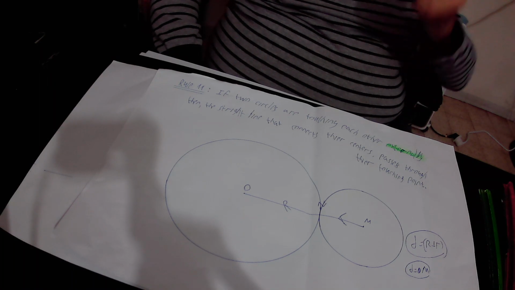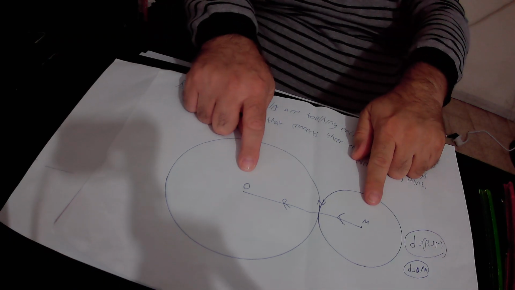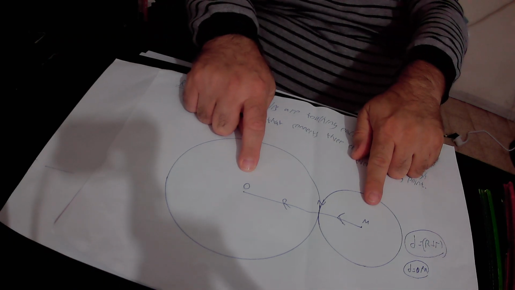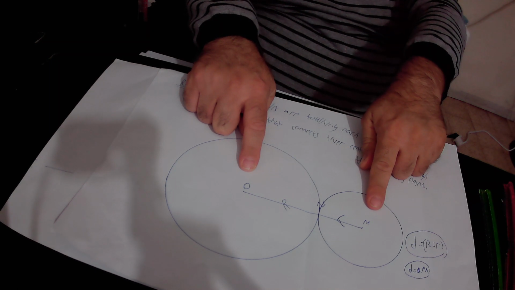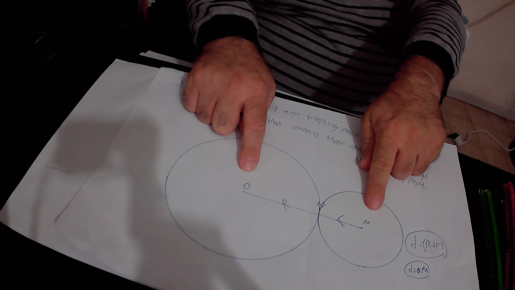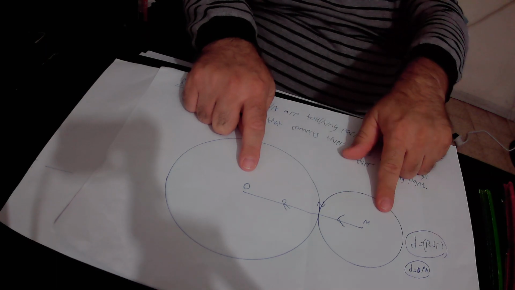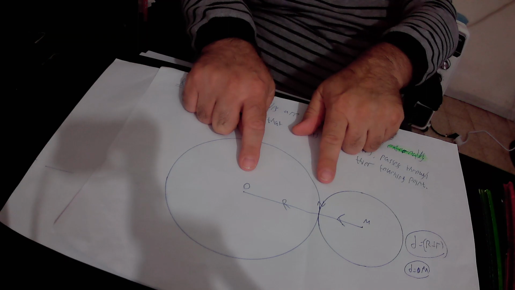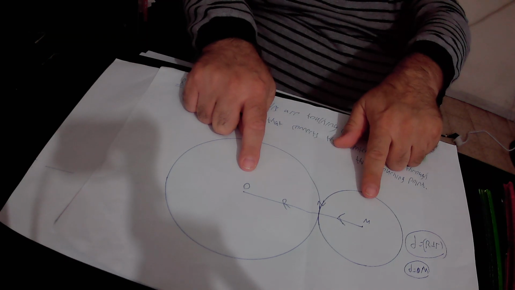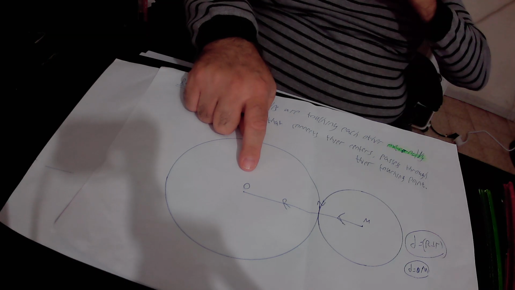And what is the distance between their centers? The distance between their centers is OM. And this distance OM, from the drawing, it is very easy to see that because of the fact that O, N and M is one straight line, it means that OM equals ON plus NM. Again, OM equals ON plus NM. ON is capital R, NM is small r. Therefore, OM equals capital R plus small r.